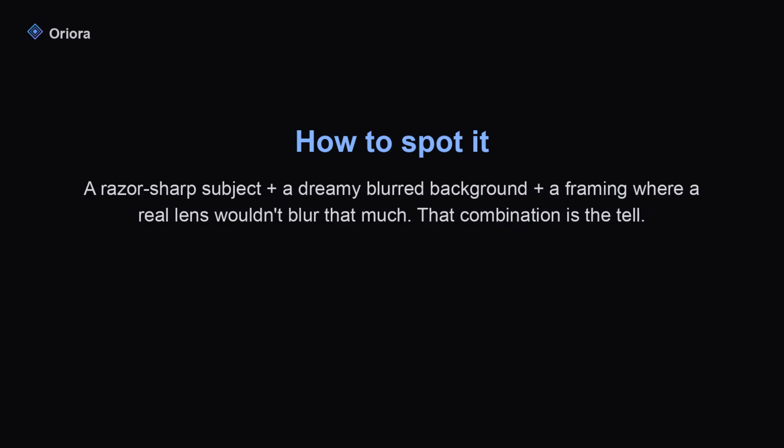So to spot an AI image fast, look for a razor-sharp subject, a dreamy blurred background at a framing where a real lens would not blur that much. That combination is the tell.